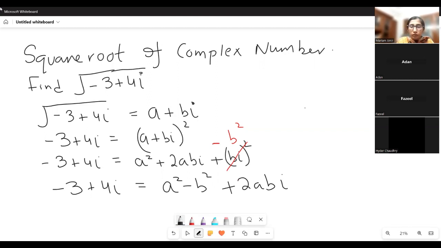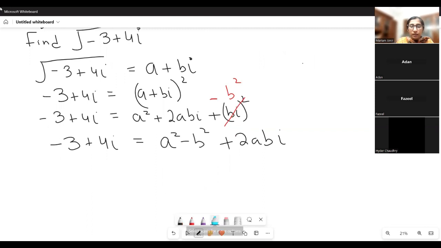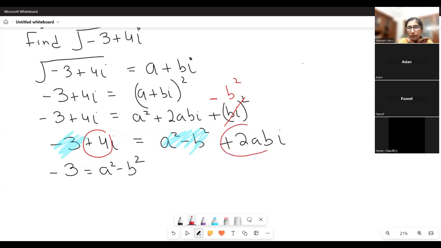Now, if you compare both the sides, -3 is the real part here, and a square minus b square is the real part here. So these two must be equal. -3 is equal to a square minus b square. And the complex part here is 4, and the complex part here is 2ab. So 4 equals 2ab, which means that a equals 2 upon b, which I'm going to substitute there.